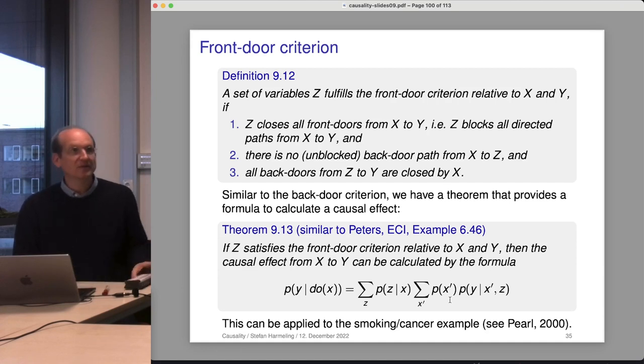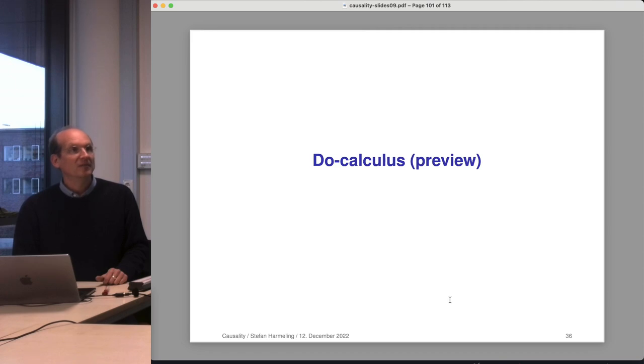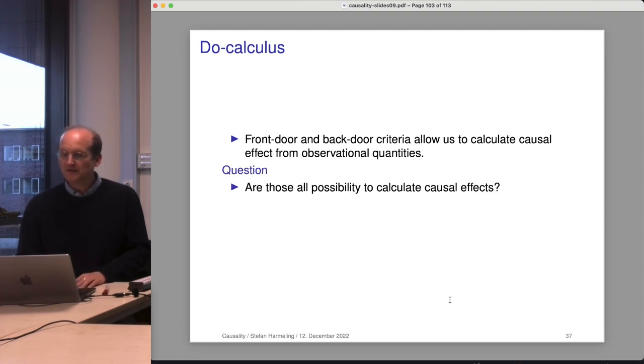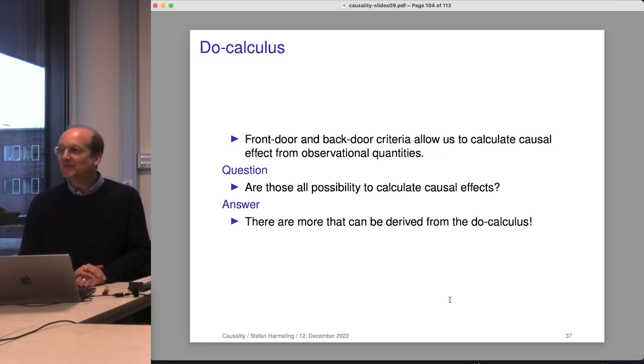Okay, and this can be applied to the smoking cancer example. And we have run over time already, but luckily we are at the end. But just as a very little preview, next time we will look at the do-calculus, which sounds fancy, and it will answer the following question. So far, we've seen the front door and the backdoor criteria, and they allow us to calculate certain causal effects given only observational quantities. Of course, the question is, are those all the formulas there are, or are there more? So there's the backdoor, the front door, maybe there's even something more fancy or combinations thereof. And the answer will be, if there are, we can derive them with the so-called do-calculus, okay? This is a formalism that allows us to derive possible expressions for the do notation without using the do operator, but only observational quantities. And this will be looked at next time.